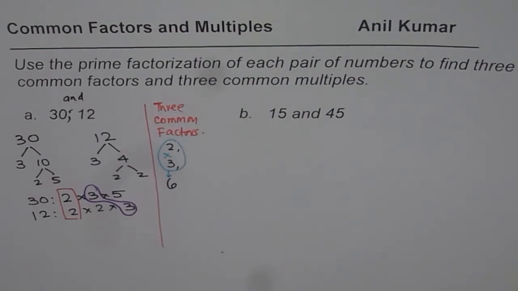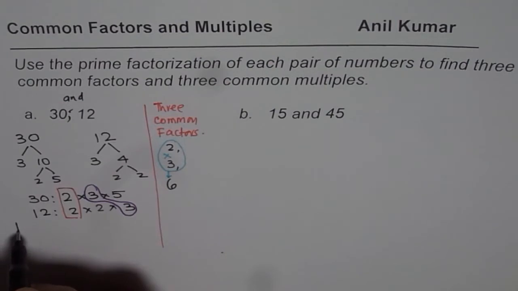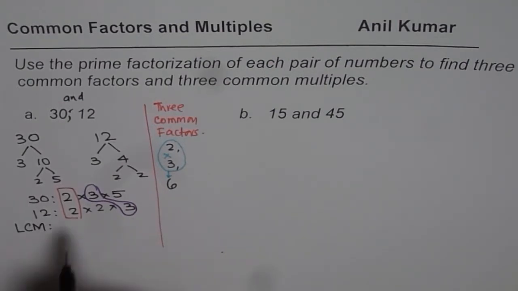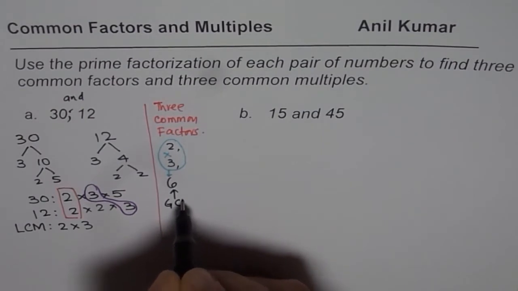Now let us see how to find a common multiple. To find a common multiple, we need to write these multiples and then we can see what is common, or we can find it from prime factorization also. We know 2 and 3 are common factors. Let us find the least common multiple first. So 2 times 3 is the greatest common factor, right?